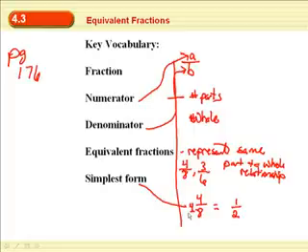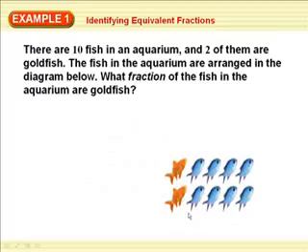So let's go to the examples. Example number 1, identifying equivalent fractions. There are 10 fish in an aquarium. 2 of them are goldfish. If the fish in the aquarium are arranged in the diagram below, what fraction of the fish in the aquarium are goldfish? So part to whole, how many parts are gold?